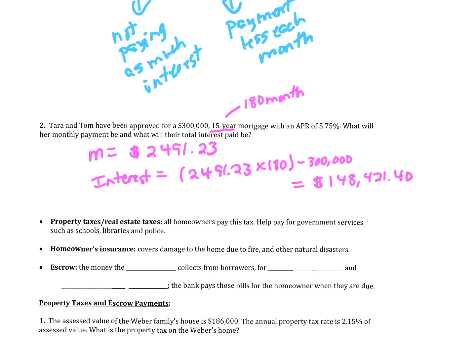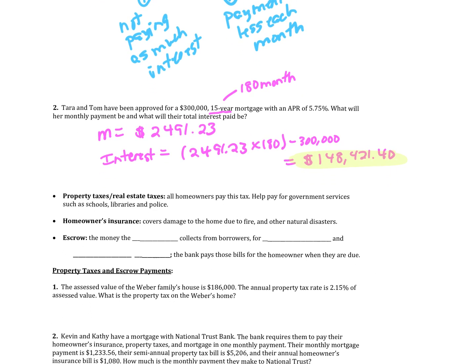$148,421.40. Okay, so guys, notice how much interest was paid for this. So the 15-year, you're not going to be paying as much interest. So that is definitely an advantage, right? Okay.